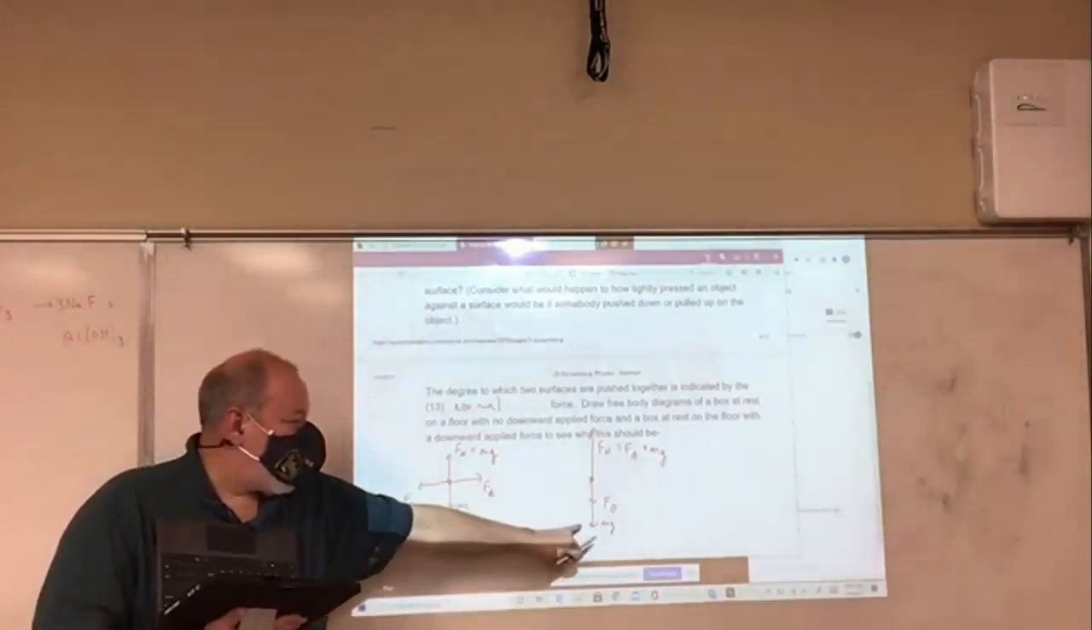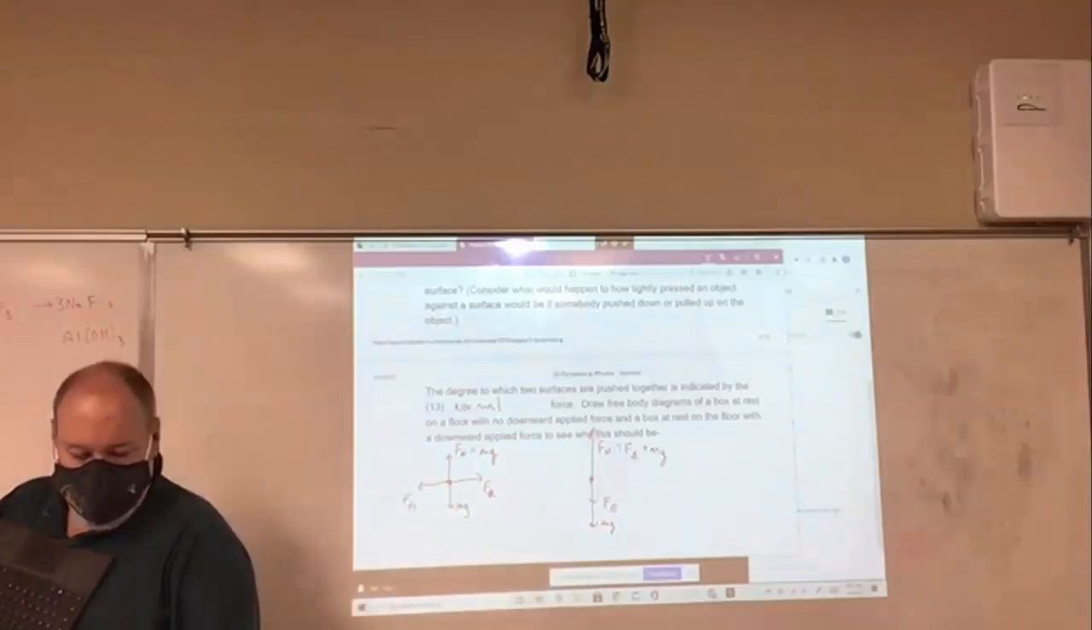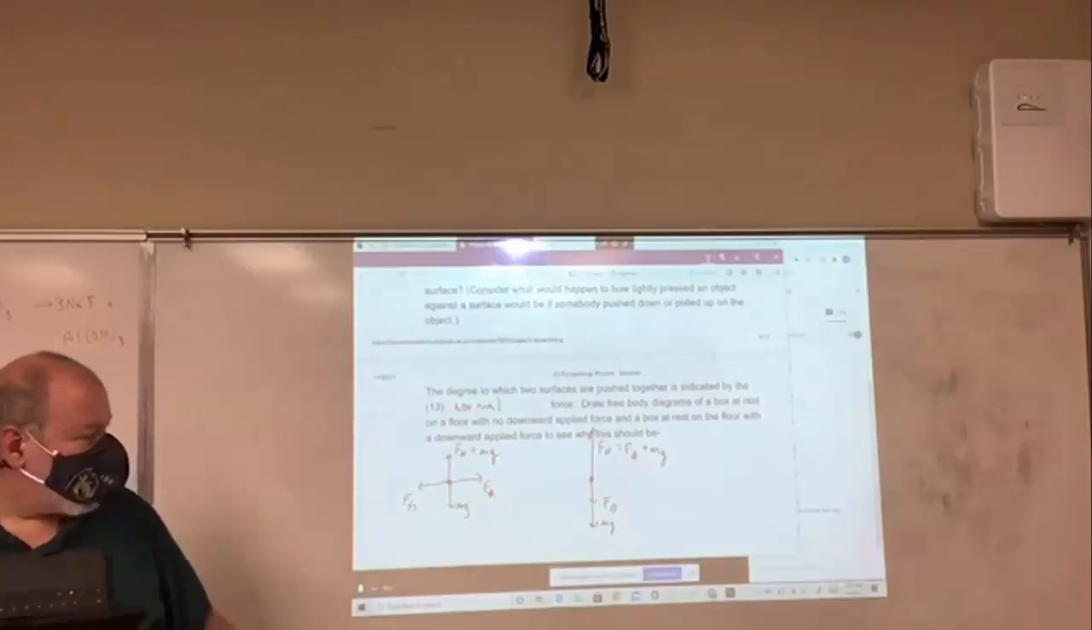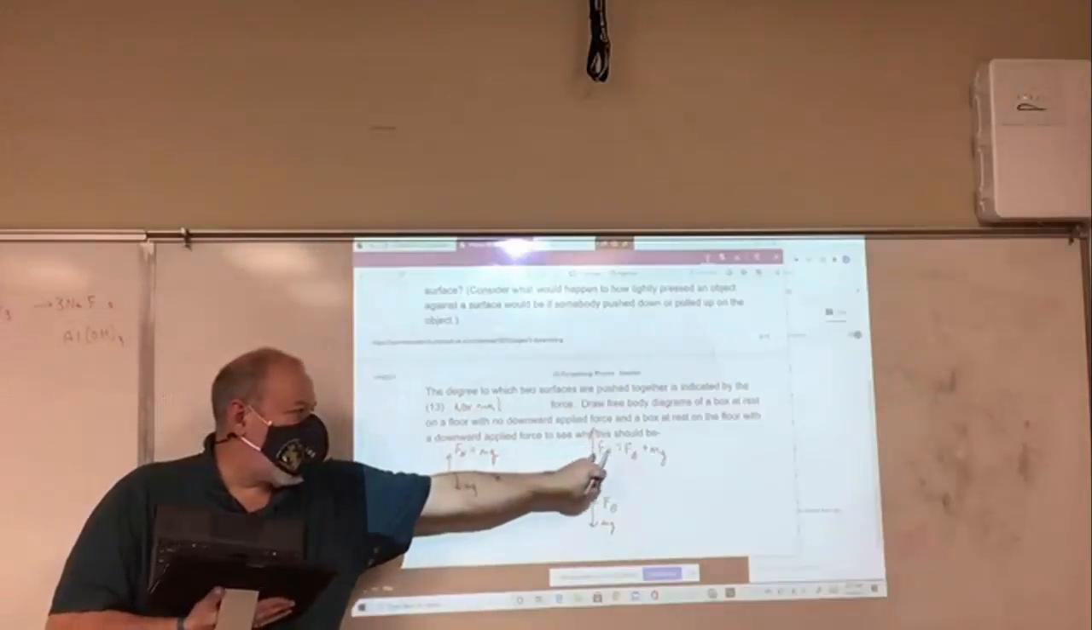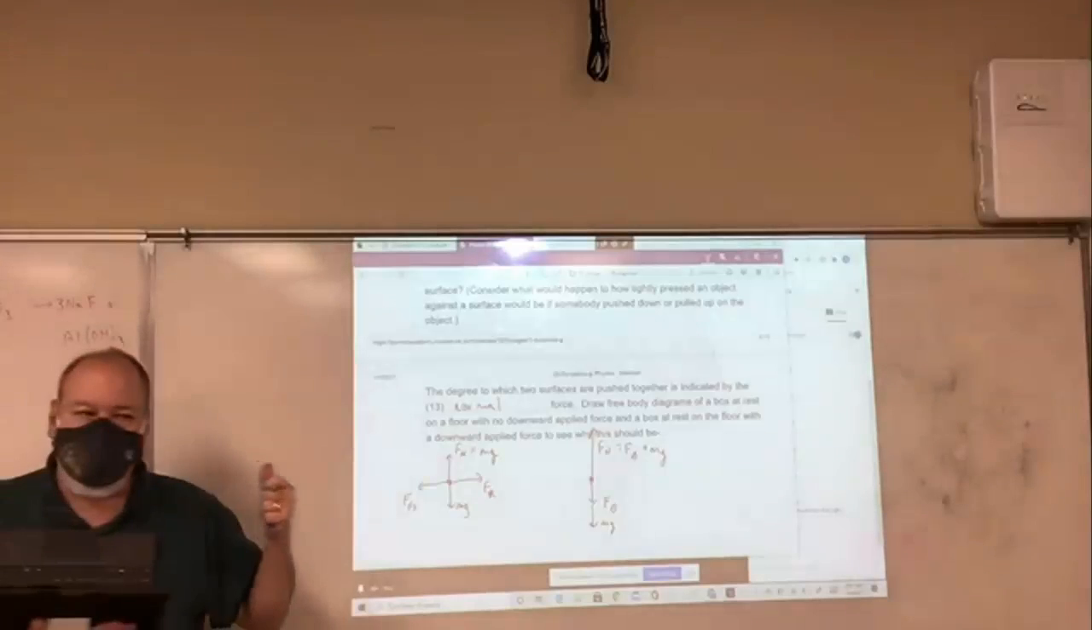And so the force due to gravity doesn't change. We can't use the force due to gravity in our analysis of this. Okay? We have to use the normal force. So what we're going to say is that the force of friction is related to the normal force. The greater the normal force, the more friction.